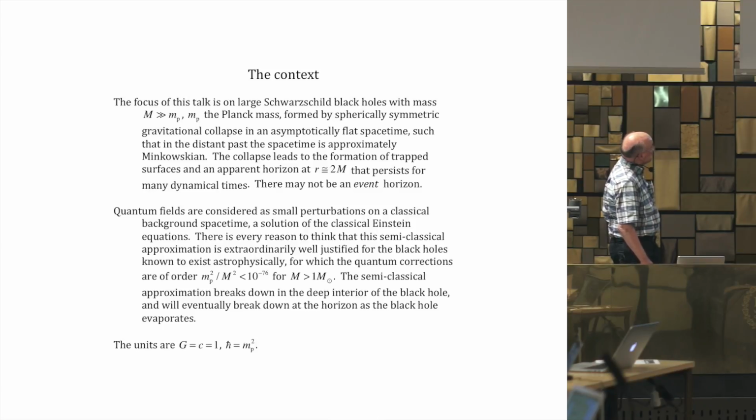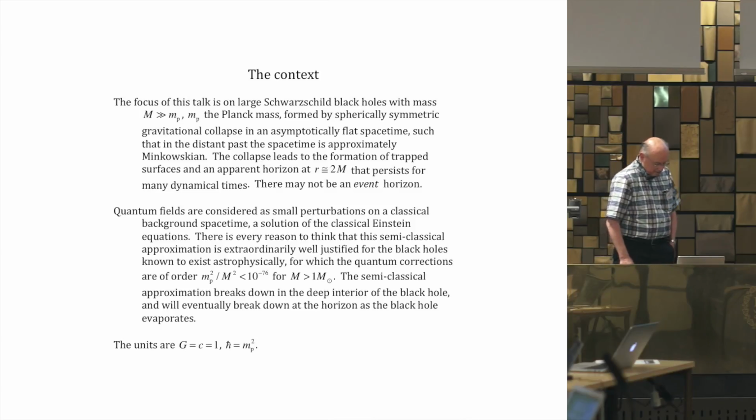That leads to the formation of an apparent horizon at r equals 2M, with trapped surfaces inside the outer boundary of trapped surfaces, and that persists for many dynamical times. In other words, this is not taking the point of view of Bohrstock, obviously. Whether or not there's an event horizon is an open question, and I don't think it's very important for understanding the properties of the black hole.